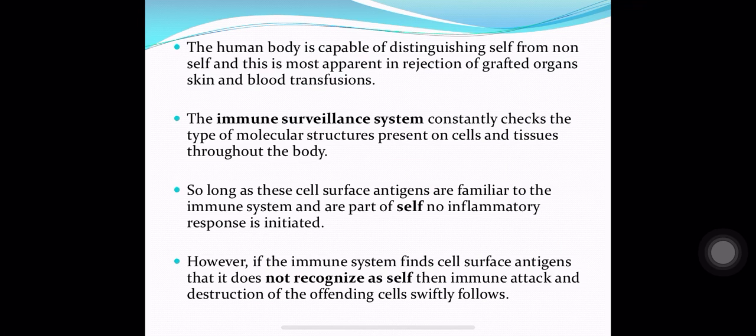But whenever the immune system identifies the surface antigens as foreign, then it will mount an immune response against those cells. So this distinction between self and non-self is a major determining criterion for the immune surveillance system. This is how our body's own cells are protected and not destroyed by the immune system, and only the foreign structures are destroyed.